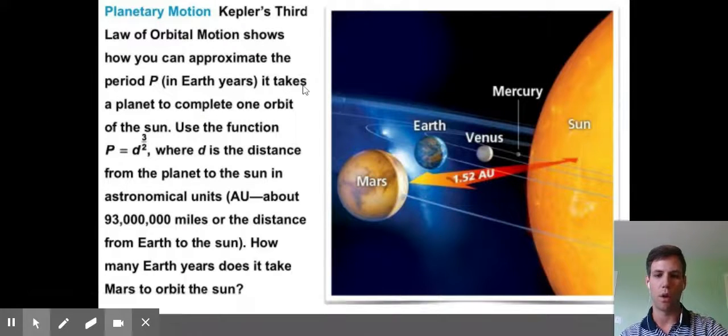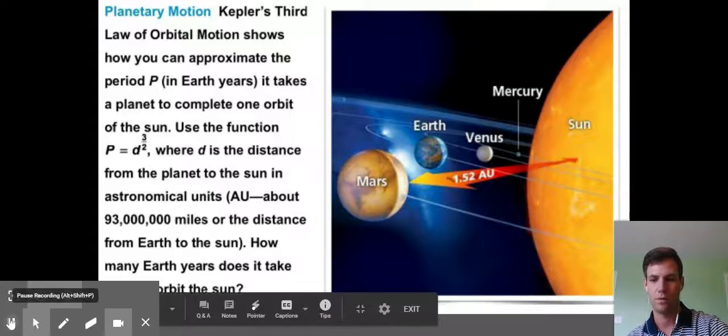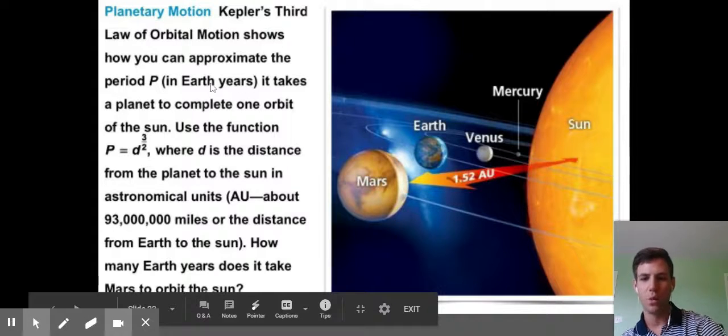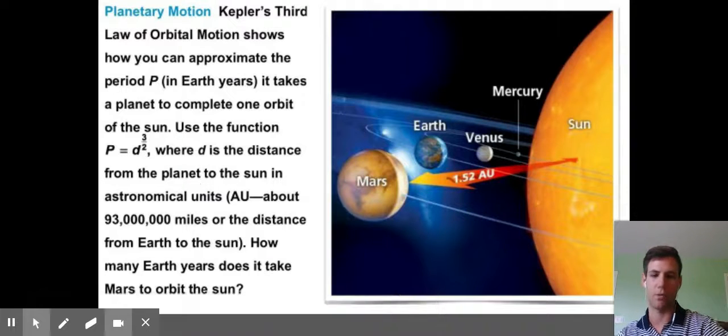So we want to look through this first. So take a moment to pause your video and read through this on your own. Now that you've read through it, we are looking at trying to figure out how many Earth years it takes Mars to orbit the sun.